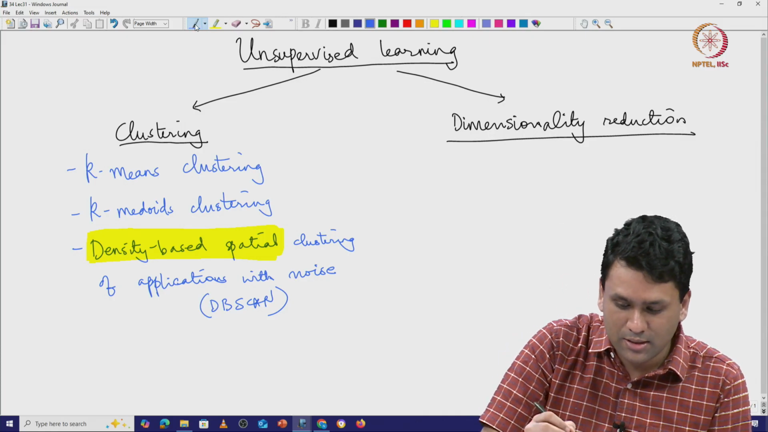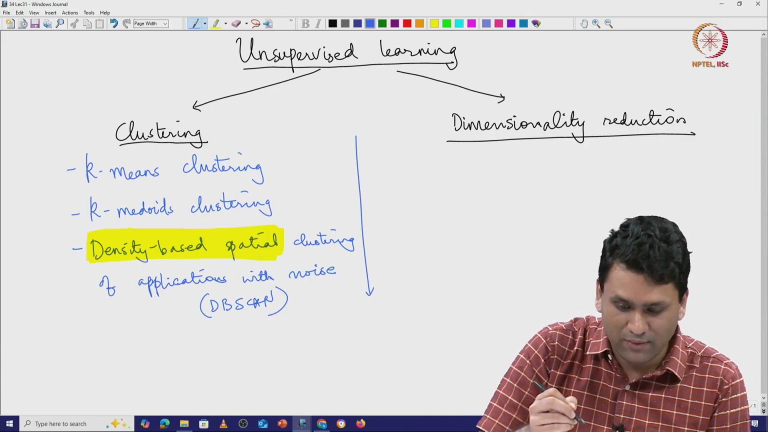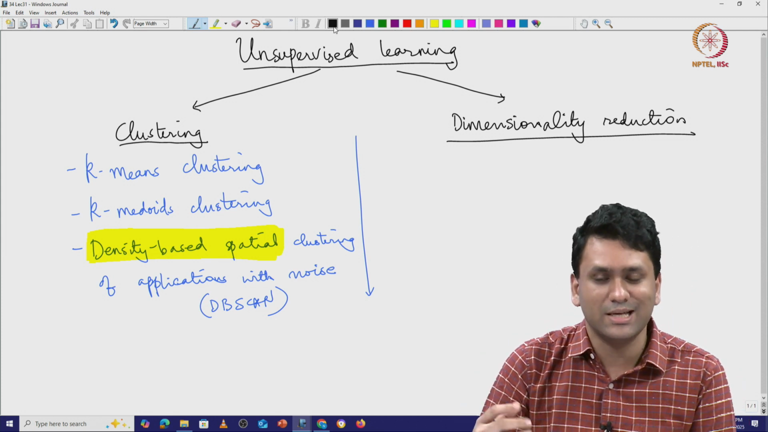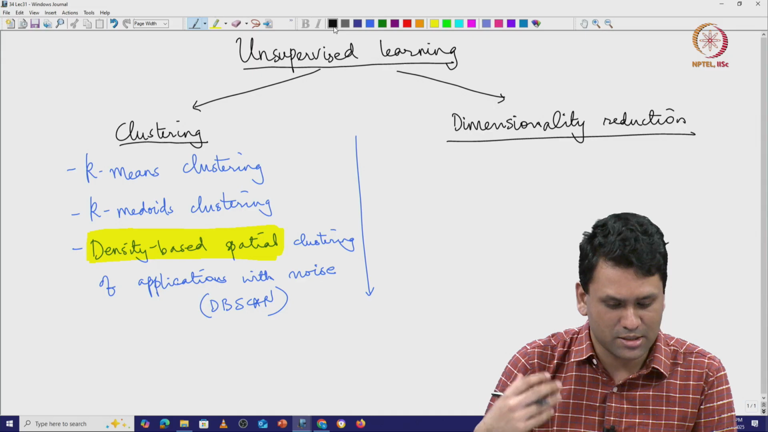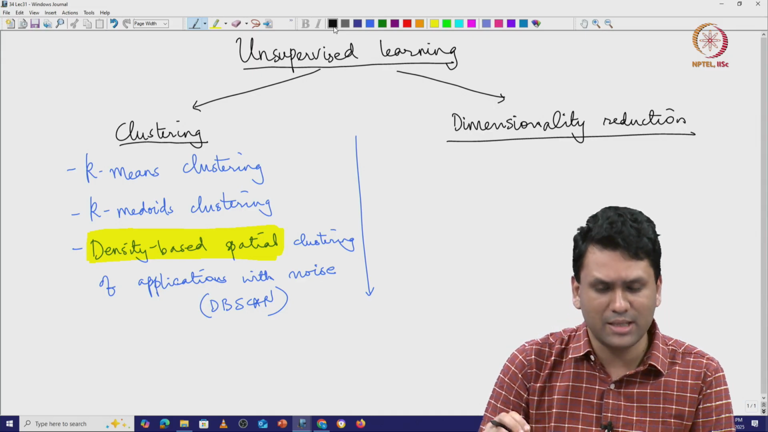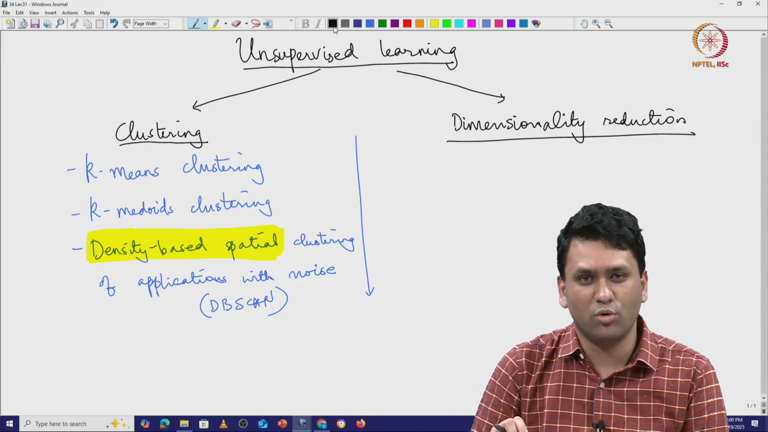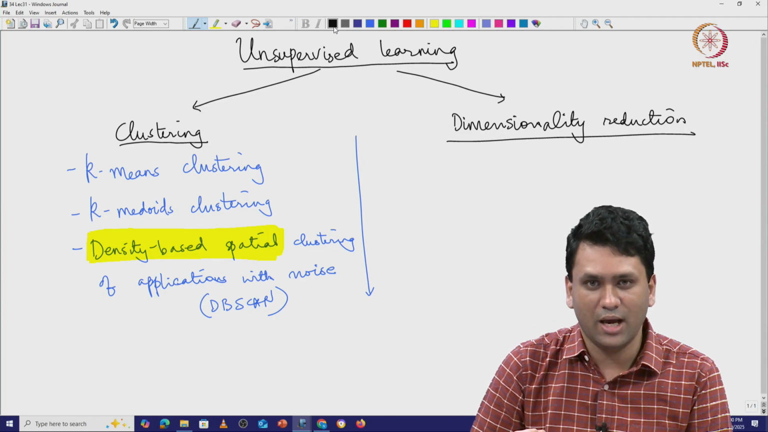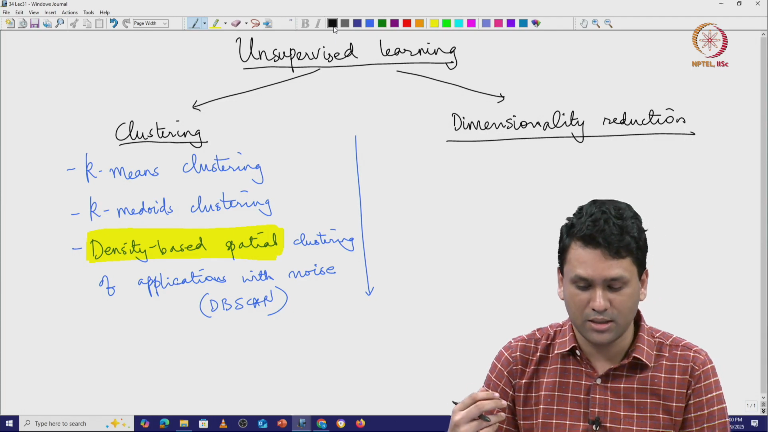And this is the order in which these algorithms were developed. The k-means clustering was more in the 60s, and then k-medoids clustering was more in the 1980s, and then density based clustering was more in the late 1990s. So that is how the clustering algorithms have proceeded in terms of time.